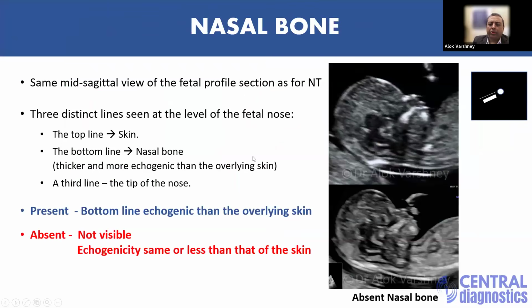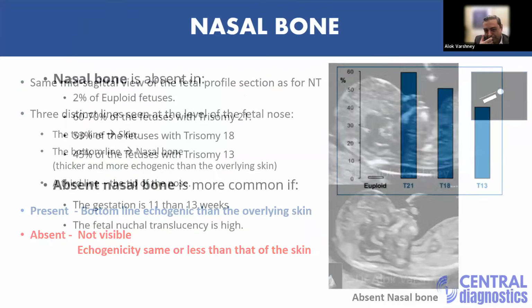I think I'm not going to spend much time on the nasal bone. So the section which is required is the mid-sagittal head and neck plane. The nasal tip should be visible, and that's when we see the two lines over here. That's the skin, that's the nasal bone. And when we do not see the nasal bone separately, we call it absent. So here, notice that we are not measuring the nasal bone. We are just simply documenting whether it is present or not.